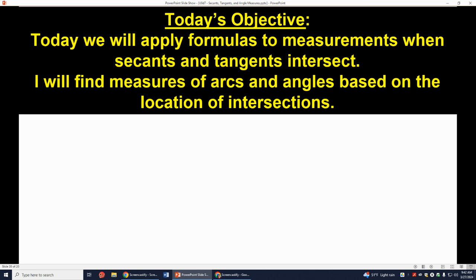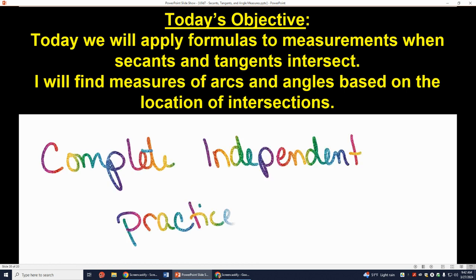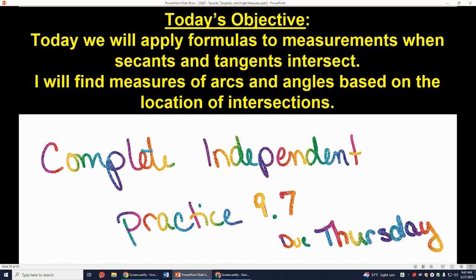Let's review our objective for today. Today we applied formulas to measurements when secants and tangents intersected, specifically inside, outside, and on the circle. You should now be able to find measures of arcs and angles based on the locations of those intersections. You'll show me that you can do this by completing the independent practice 9.7, which is due on Thursday. That's tomorrow.